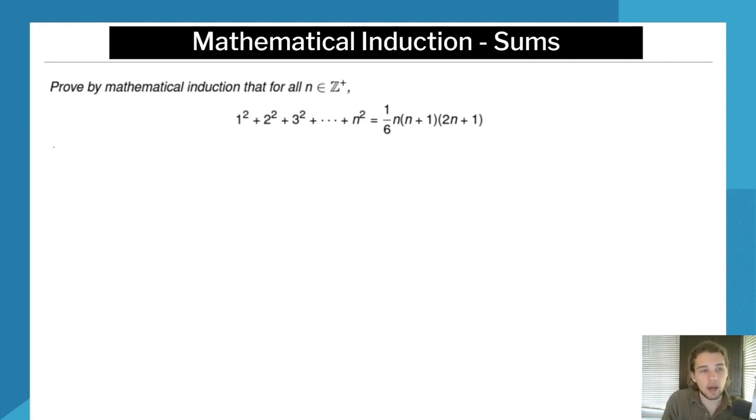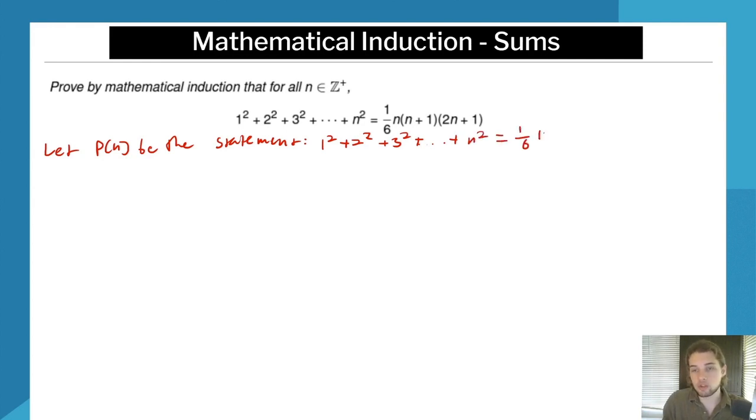So that's why you rewrite this formula here, and this time you write it as: let Pn be the statement 1 squared plus 2 squared plus 3 squared plus ... plus n squared is equal to, then we have this general formula right here. So we rewrite basically what we're trying to prove.